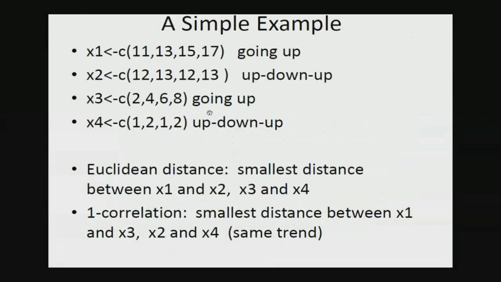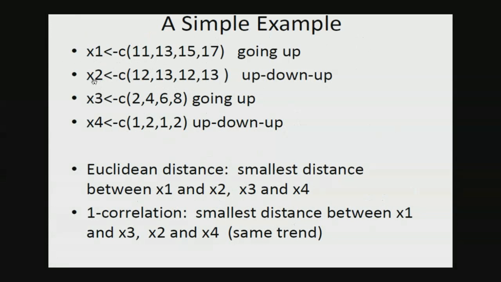So this is a simple numerical example. Imagine we have a 4 by 4 matrix, okay? The rows are genes: gene 1, gene 2, gene 3, and gene 4. And the columns are samples: sample 1, sample 2, sample 3, and sample 4. Okay? If we look at the expression profile of gene 1, you see 11, 13, 15, 17, it keeps going up, an increasing trend.